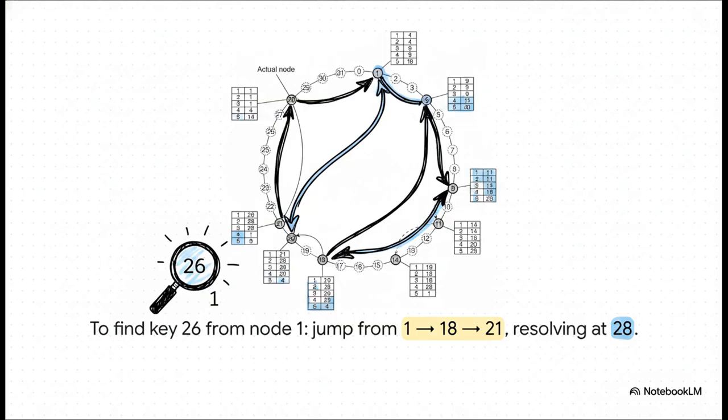And this diagram just illustrates the process perfectly. Let's trace it together. We're sitting at node 1, and we need to find the data for key 26. So, node 1 looks at its finger table and sees it has a finger, a shortcut, pointing all the way to node 18. That's the farthest jump it can make without going past 26. So boom, we jump to node 18. Now node 18 does the same thing. It jumps to node 21. From 21, the next step finds the key's true owner, which is node 28. And that's it. Just 3 hops to cross most of the ring.